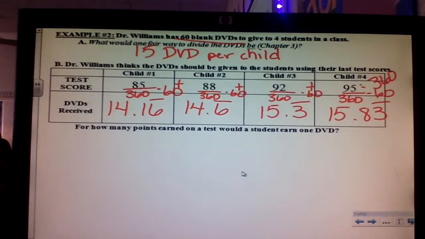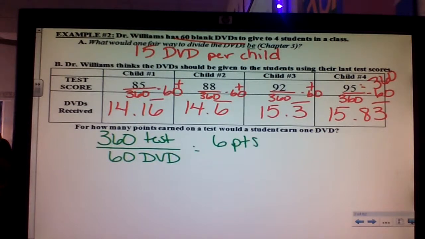How many points does a child have to earn on their test to get 1 DVD? 6. Okay. So again, 360 total for the test divided by 60 DVDs, which means I need 6 points per DVD. Try the next one on your own and we'll go over it.